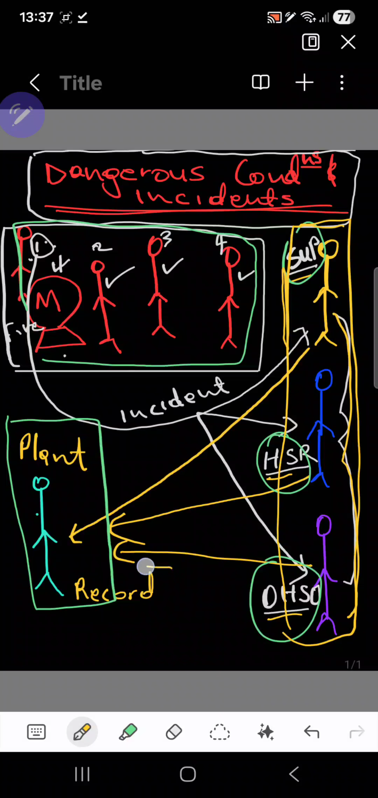So this one gets the report from these and takes the recordings of what these ones are reporting and the steps that have been taken to correct that. So that's it on dangerous conditions and incidents on general plant safety regulations.